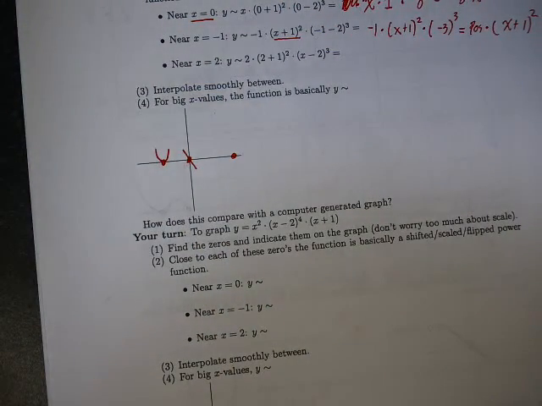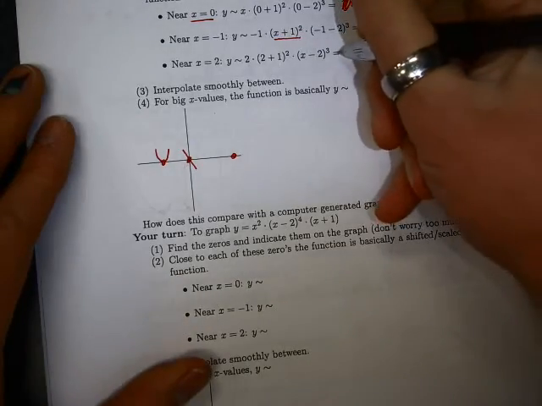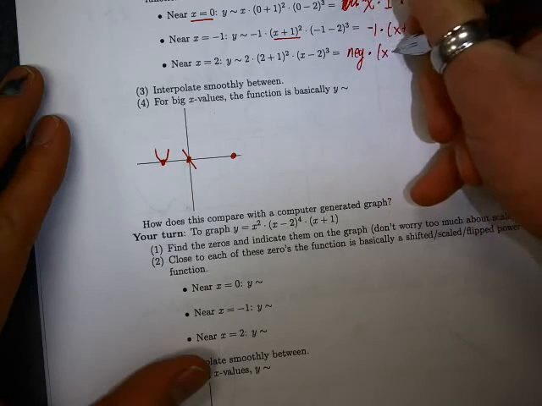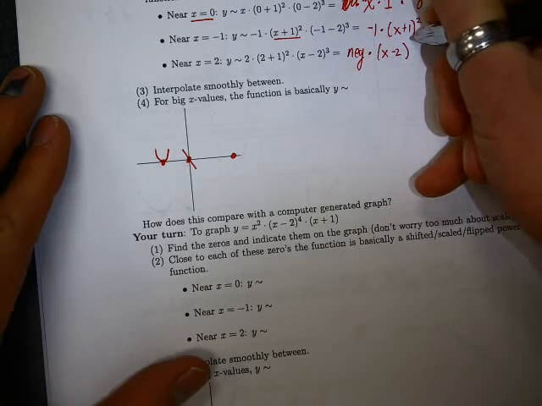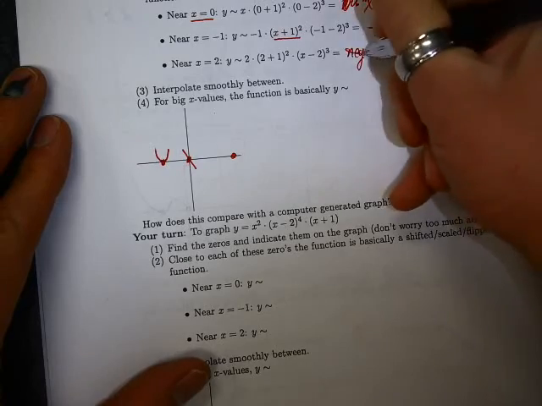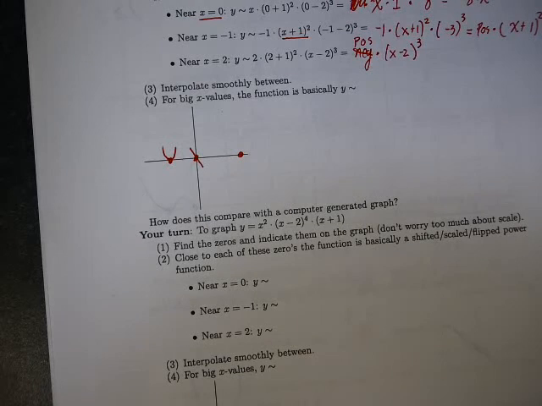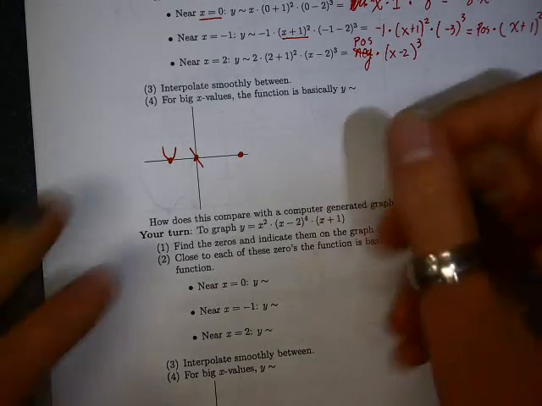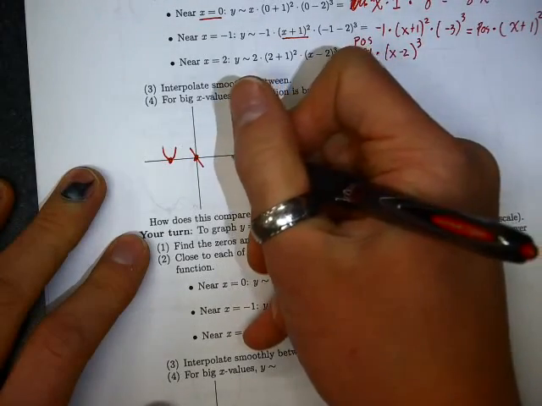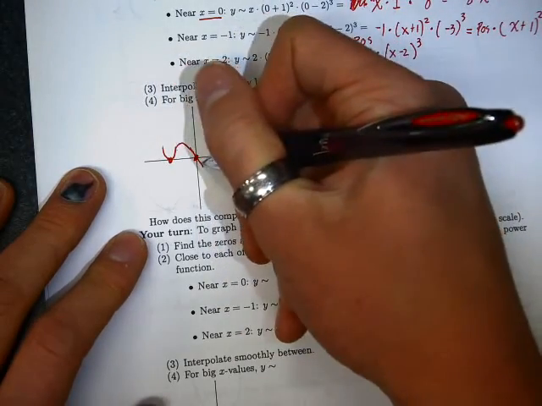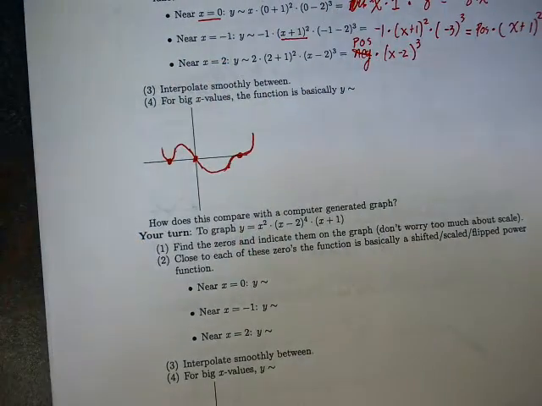Oh no, it'll be positive. Close to the intercept at 2, I'll wind up with a positive number times x minus 2 cubed. So close to x equals 2, I should see a degree 3 polynomial, something that looks like x cubed. So the whole graph should wind up looking something like that. I'll just interpolate between smoothly.